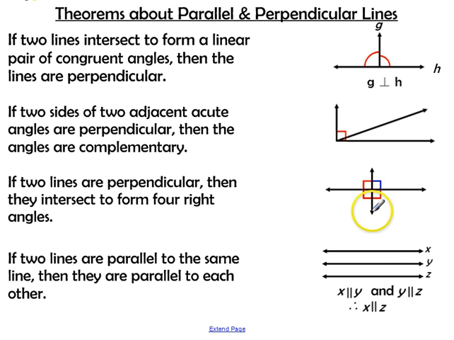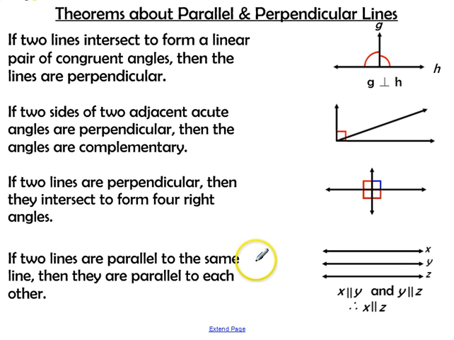If two lines are perpendicular, then they intersect to form four right angles. So by definition, if we have perpendicular lines, they intersect to form one right angle. But we know that these two would be a linear pair and supplementary, so this has to also be 90. And then these two would be a linear pair supplementary, so that has to be 90. And following that same logic, these two have to be supplementary, so this would also have to be 90. So technically, perpendicular lines form four right angles.